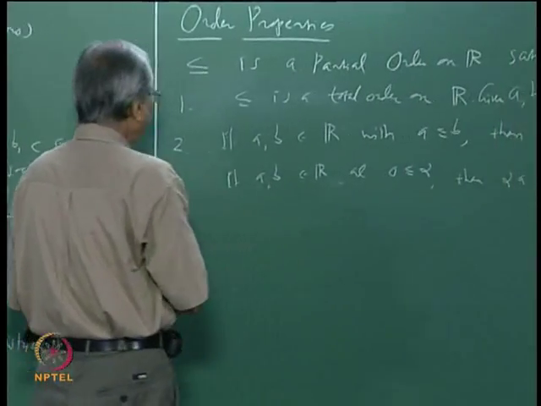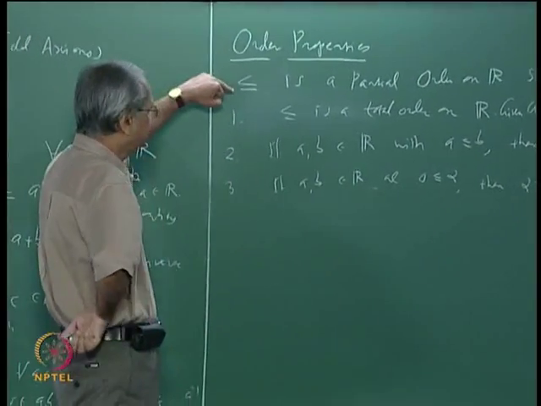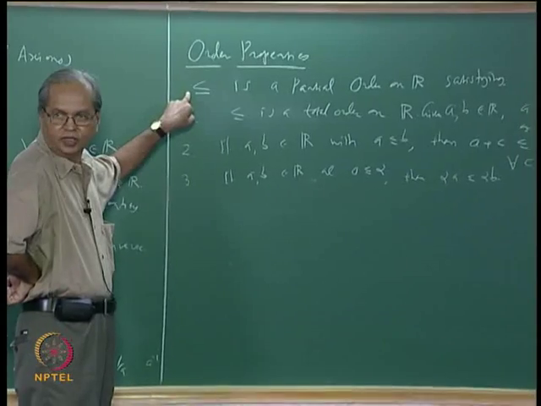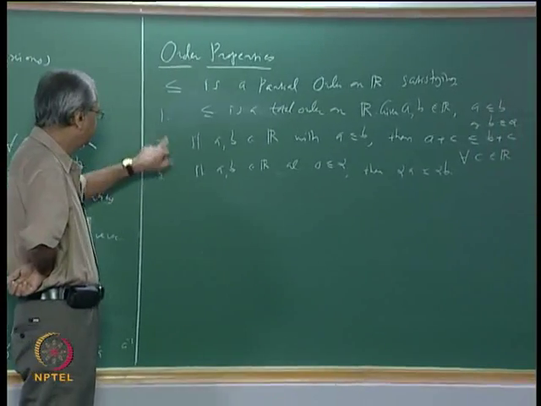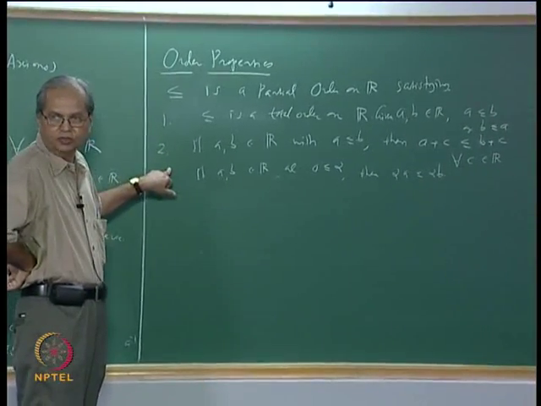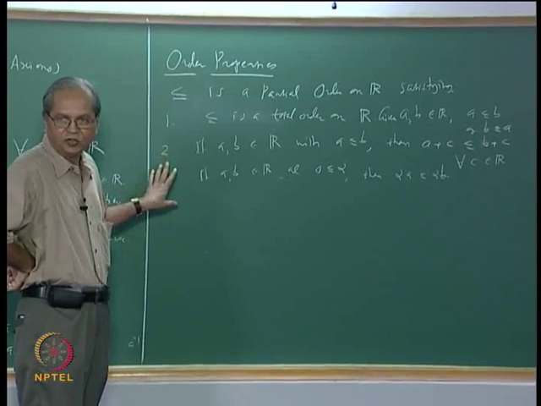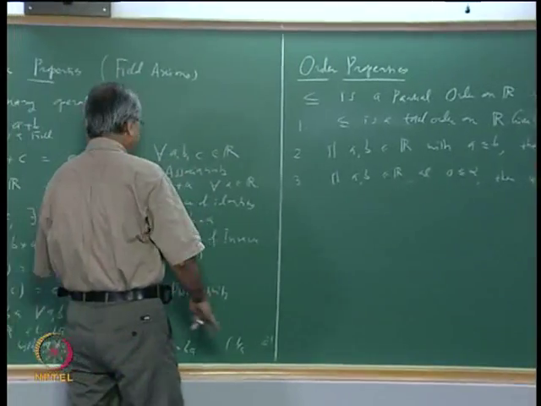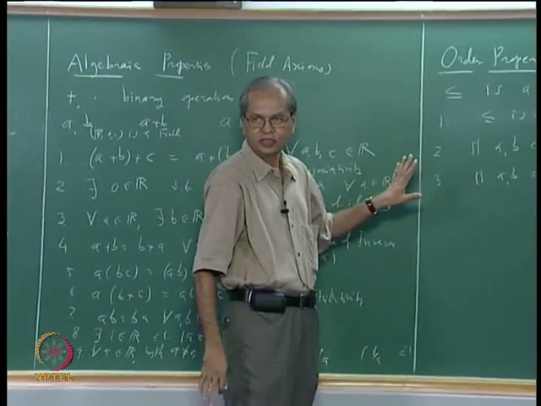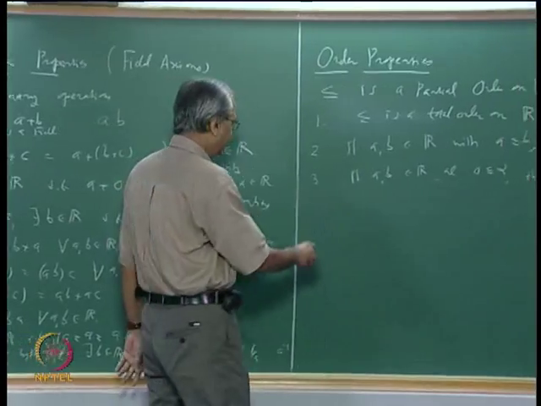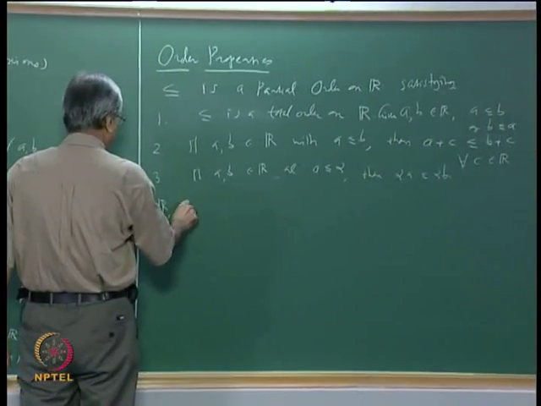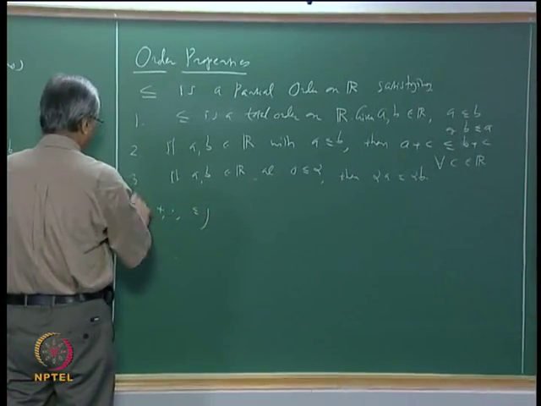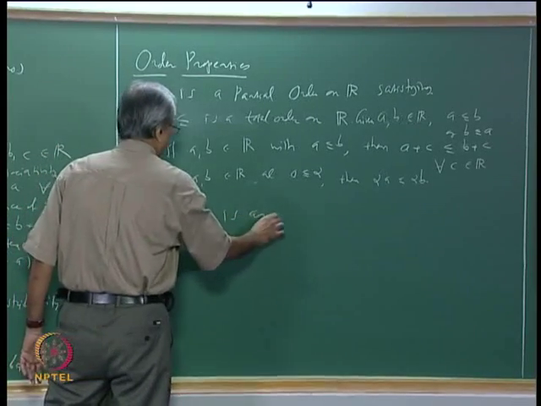Now any field on which such an order is defined, and which satisfies these three properties, is called an ordered field. So I could have simply described all these 9 plus 12 properties in one sentence by saying that R, plus, dot, less than or equal to is an ordered field.